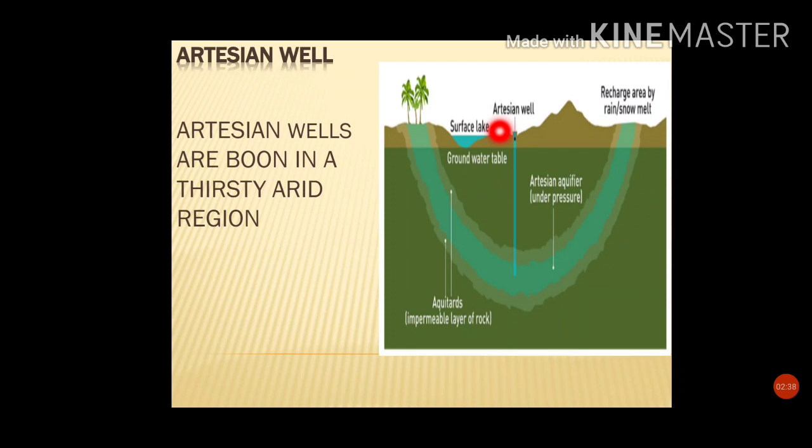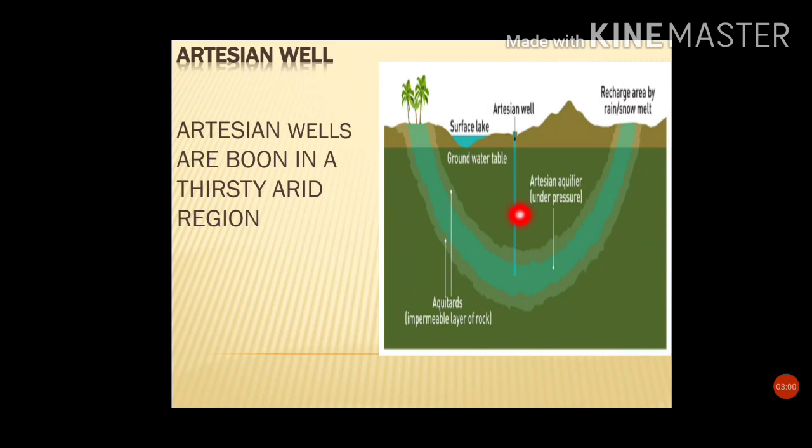the ground. Very high water pressure forces the groundwater from the aquifer to gush up to the surface from the wells without the use of pumps. Such wells are called artesian wells.